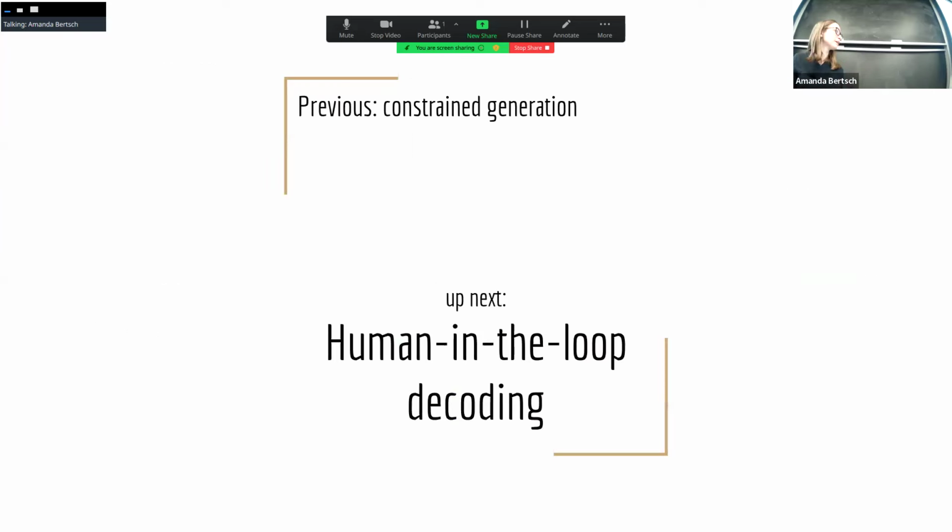So those were a subset of the constrained decoding strategies that people use. Before we get into human in the loop stuff, are there any questions on this?